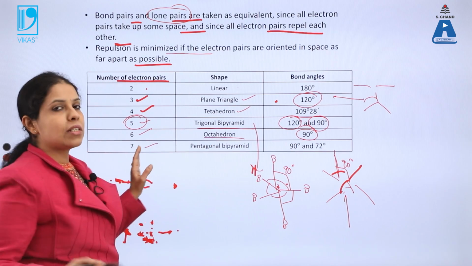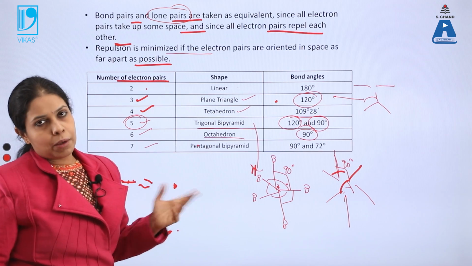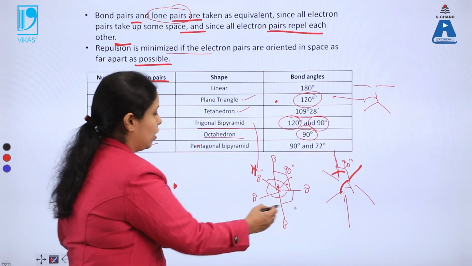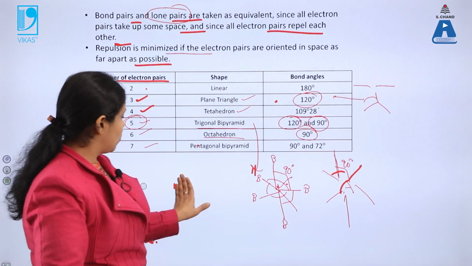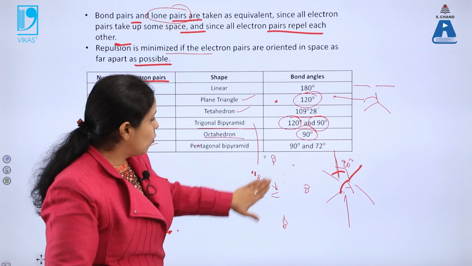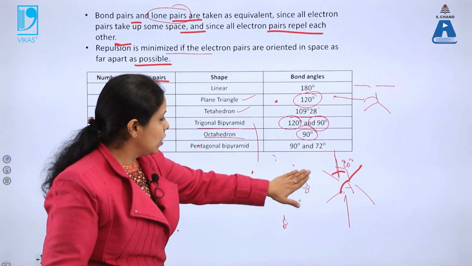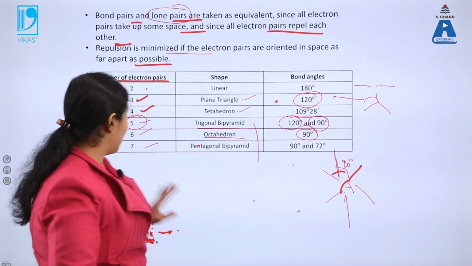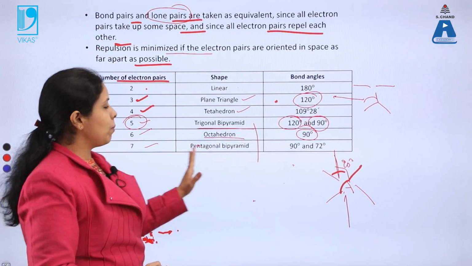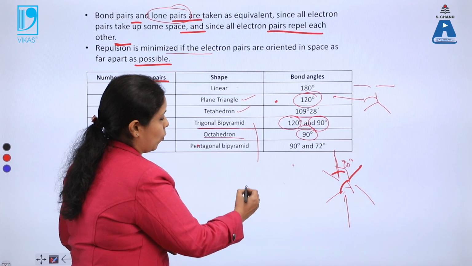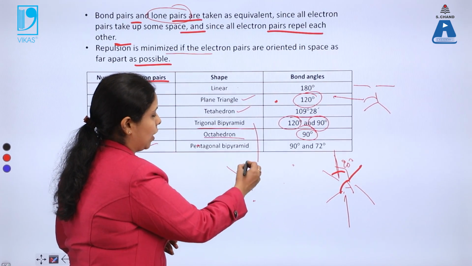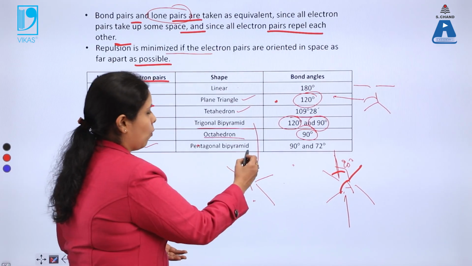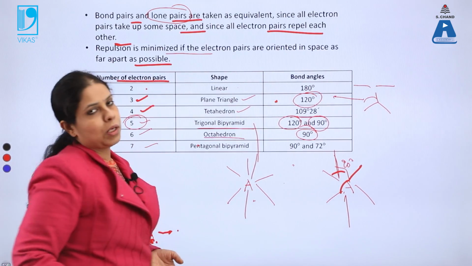Similarly, when the number of electron pairs is 7, then the shape is pentagonal bipyramid. Pentagonal means 5 bonds are there, right? Let me just show you once more so that it becomes more clear to you. What is the pentagonal bipyramid geometry? When 5 bonds are in one plane and 2 are out of the plane. So that, as the name suggests, would be pentagonal bipyramid geometry. So when my central atom is like this, I have to arrange 5 different bonds in one plane. One will be above the plane, one will be below the plane.